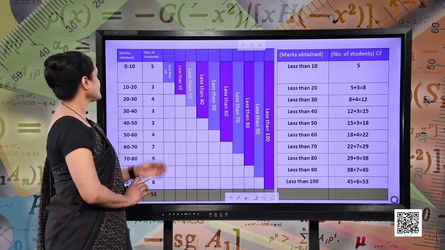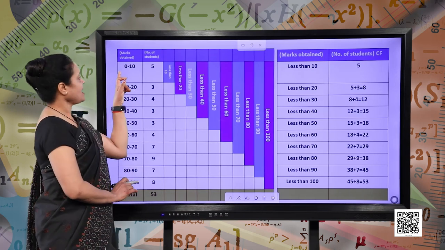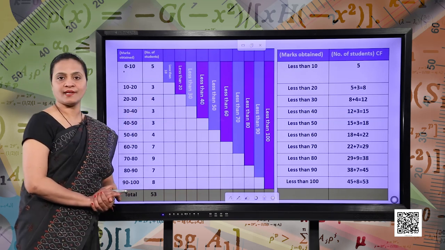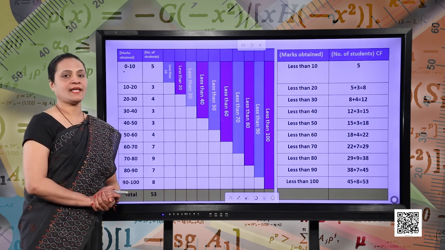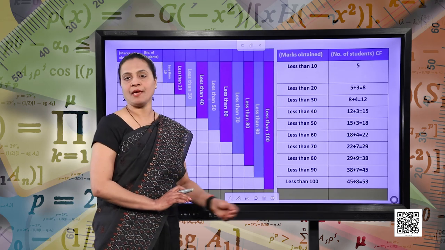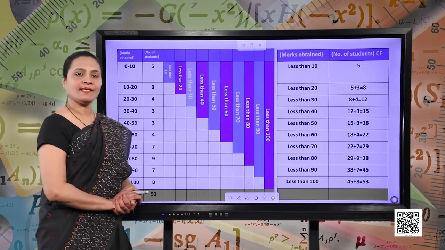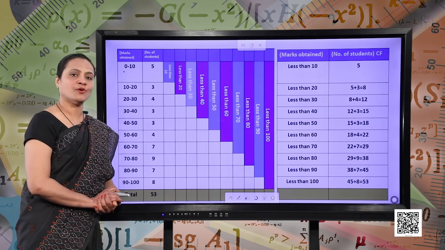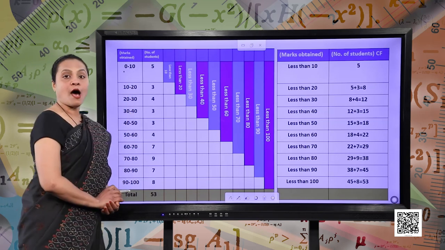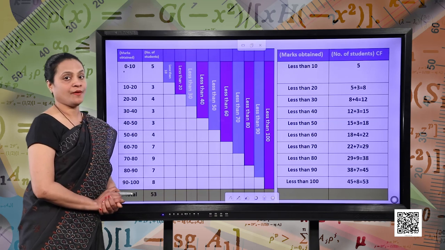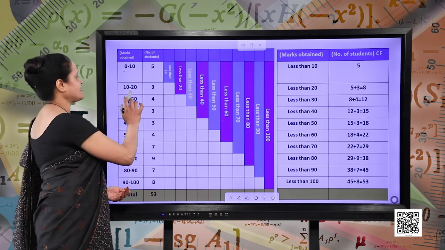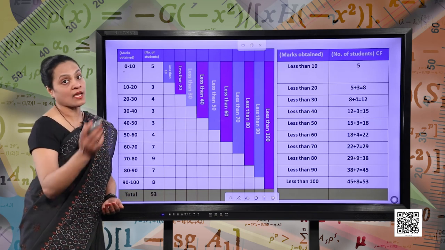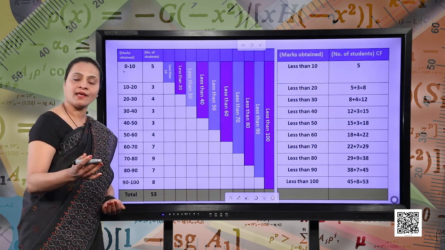How to do that? Let us look at this picture. We have from 0 to 10, 5 students. 10 to 20, there are 3 students. We want to form less than type cumulative frequency distribution table. For this table, we always take the upper limit of each class interval, and you know that in each class interval upper limit is not included. So we will write less than 10, less than 20, less than 30, and so on. We will not write less than or equal to 10, less than or equal to 20, right?